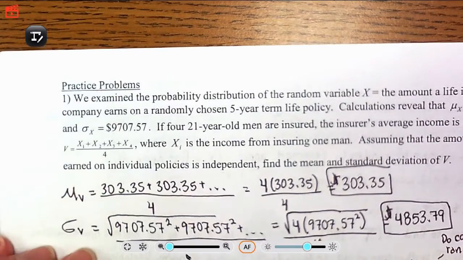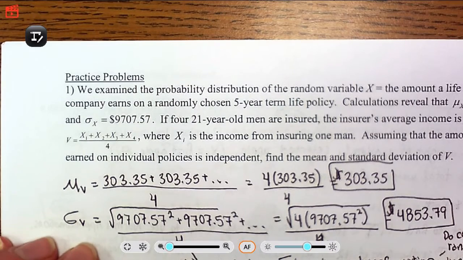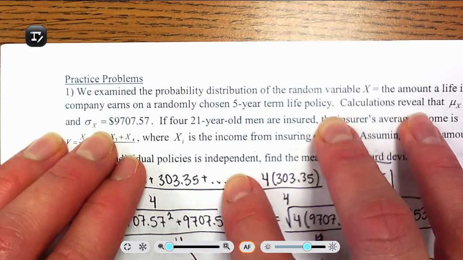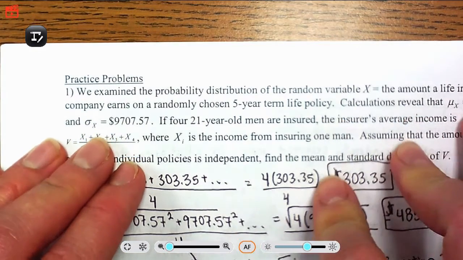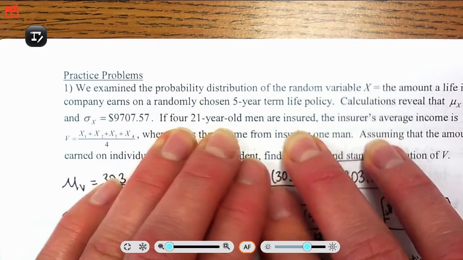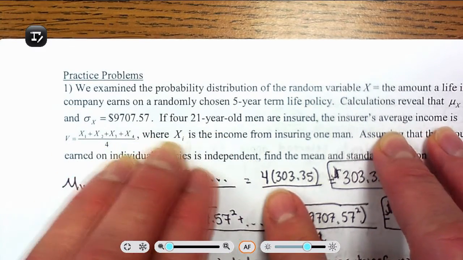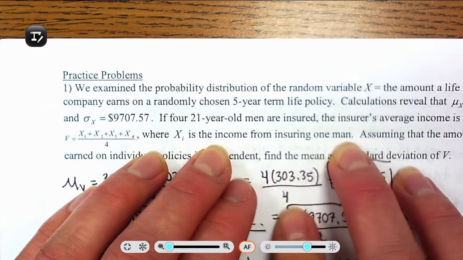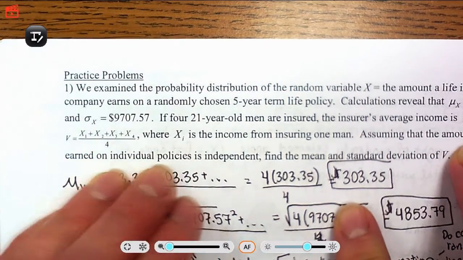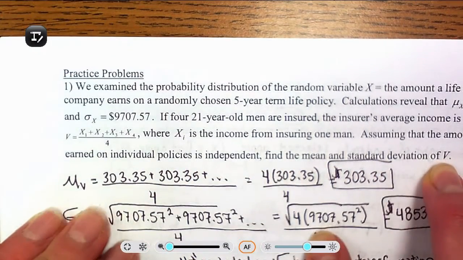So, a couple more practice problems. We examined the probability distribution of the random variable X, equal to the amount a life insurance company earns on a randomly chosen 5-year term policy. The calculations reveal that mu X is 303 and sigma X is 9,700. If 4 21-year-old males are insured, the insurer's average income is V, where X1 is the income for insuring one man and X2 is man 2. Assuming that the income earned on individual policies is independent, find the mean and standard deviation of V.